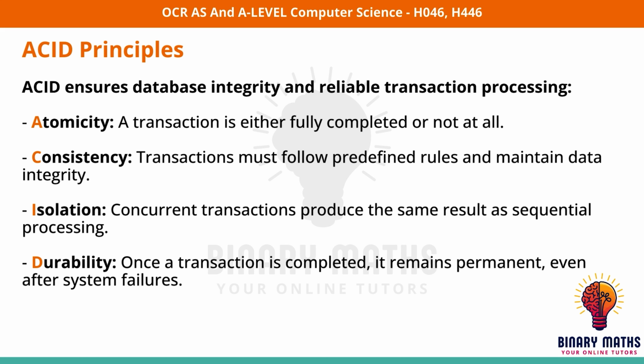Consistency ensures that data remains valid before and after a transaction. For instance, a bank transfer must not leave an account with a negative balance. Isolation ensures that concurrent transactions don't interfere with each other. Imagine two people trying to book the last seat on a flight at the same time. Only one can succeed. Durability guarantees that once a transaction is completed, it remains permanent, even after a system crash. These principles are crucial for maintaining database integrity.